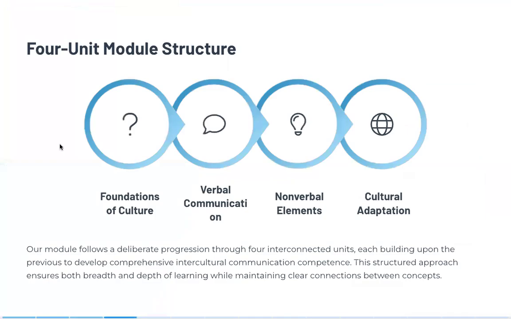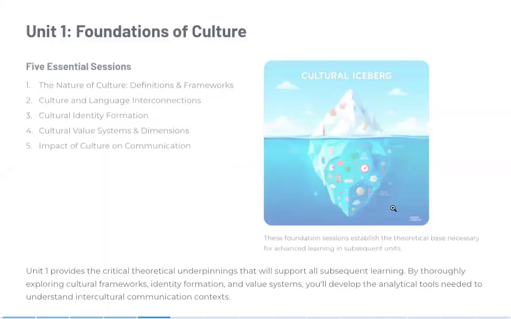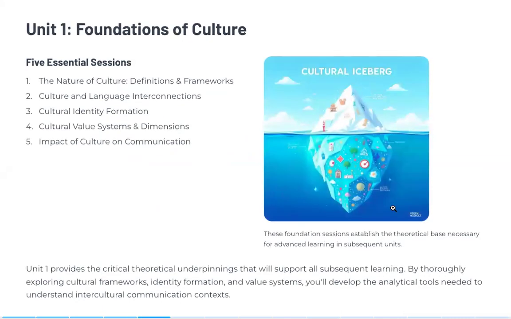So we have 4 units in this module. The first unit is about foundations of culture. The second unit is about verbal communication. Then Unit 3, nonverbal communication. And finally, Unit 4, which is cultural adaptation. So the module follows a deliberate progression through the 4 interconnected units where each unit provides the basis for understanding the next unit better.